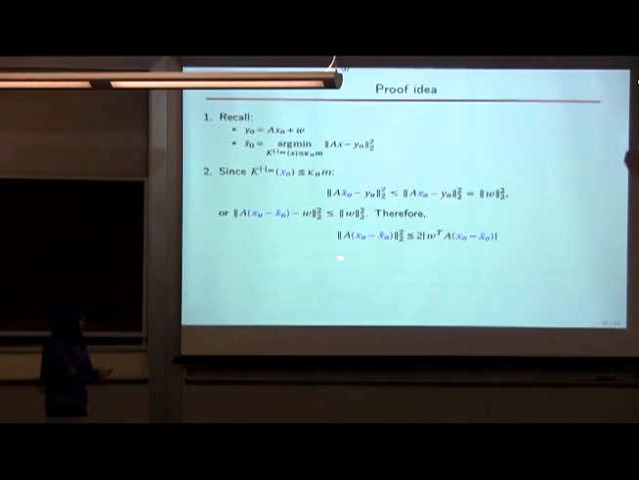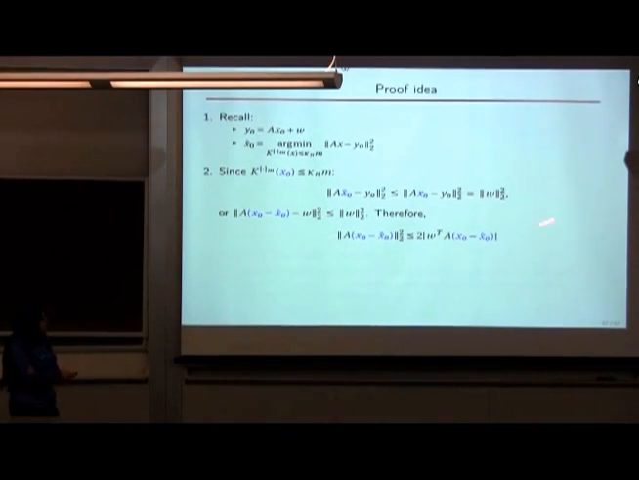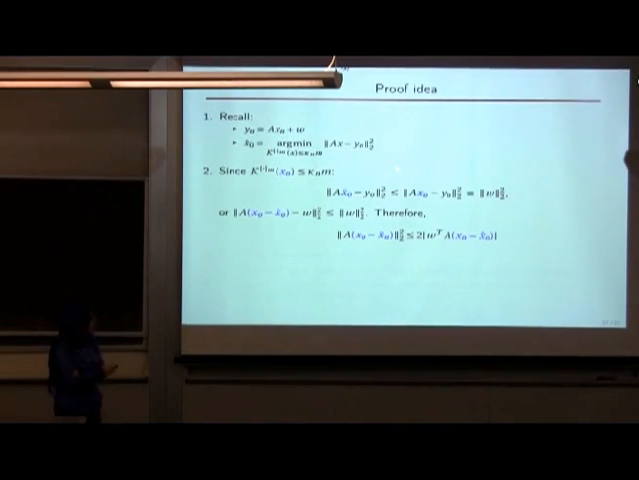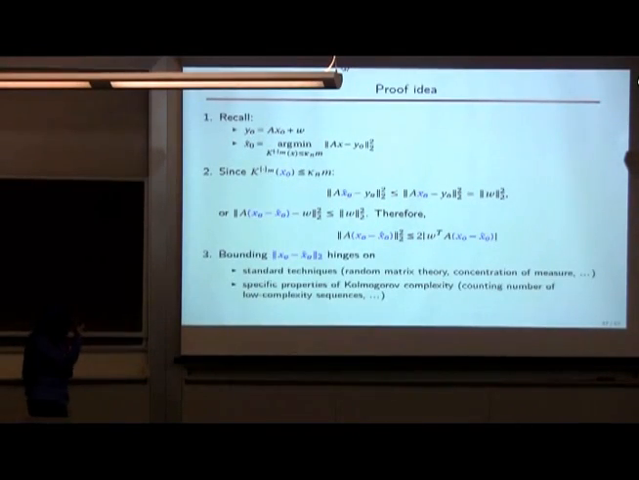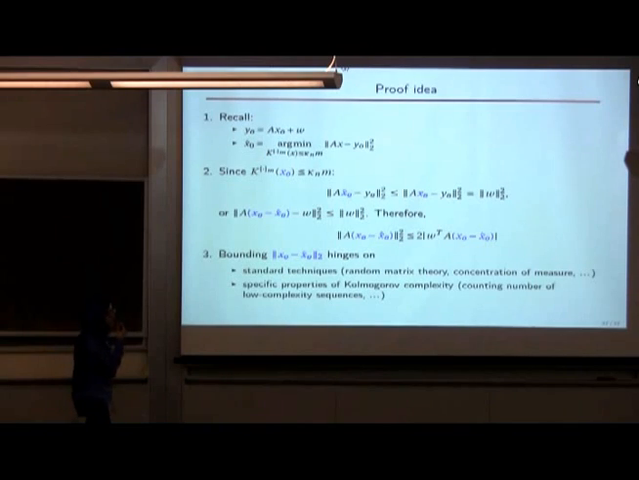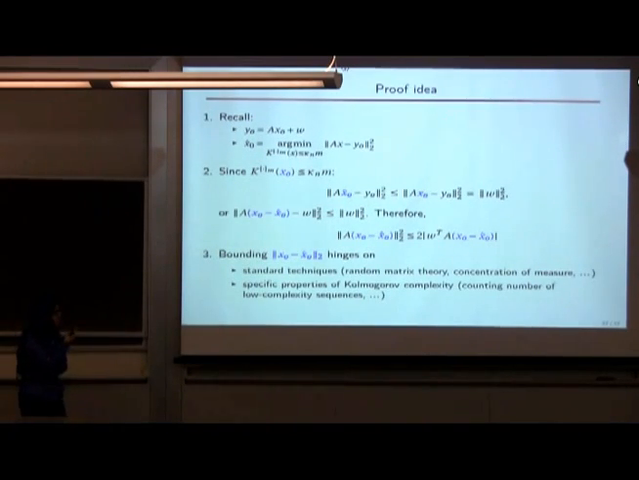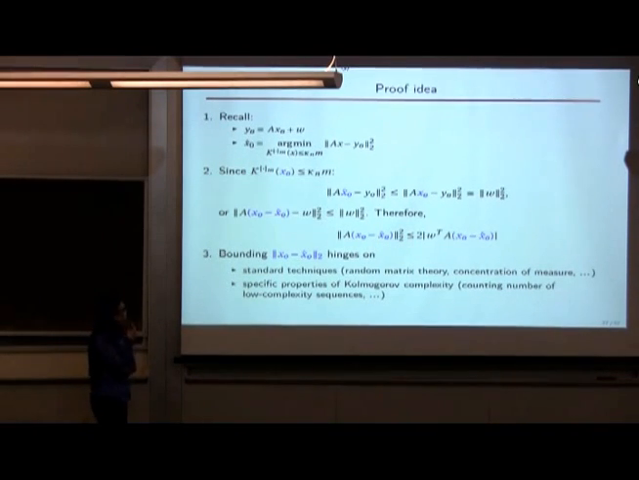I do some algebra, I don't want to go over it. It's just simple algebra, and I get this expression. So this is the basic starting point; we start the proof from here. Now we want to work with this expression and get a bound on the error. What is the error? It's the distance between xo and x hat o. The proof bounding this distance has various components. Some of them are standard techniques, like tools from random matrix theory, concentration of measure, and so on. But some are specific tools for this problem, using Kolmogorov complexity, counting how many low complexity signals there are, and so on.